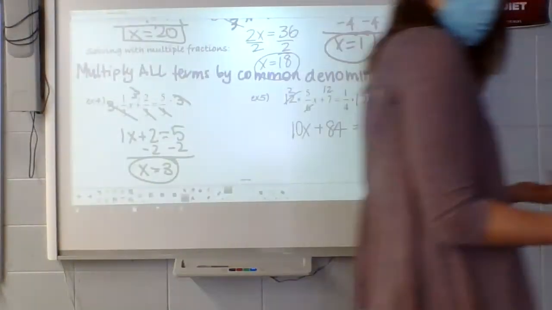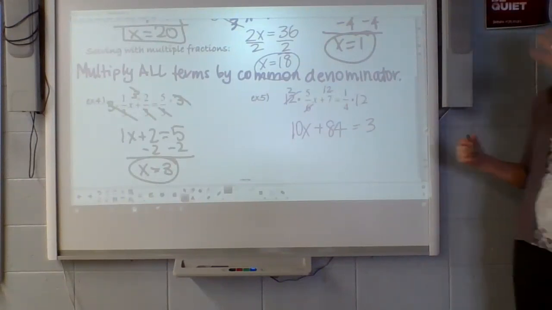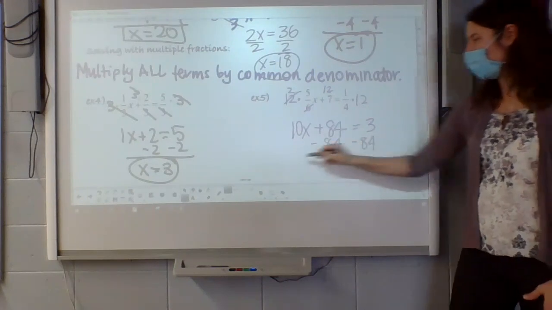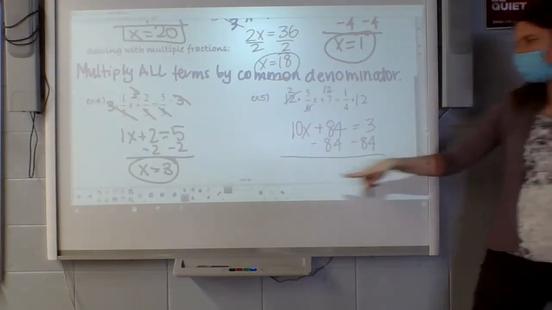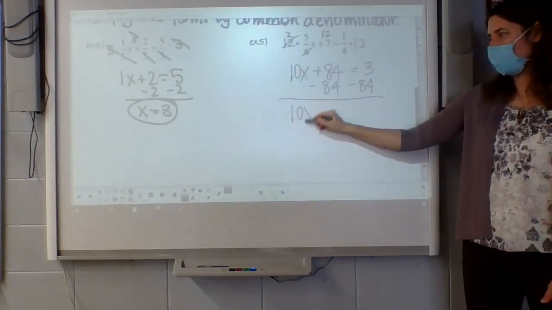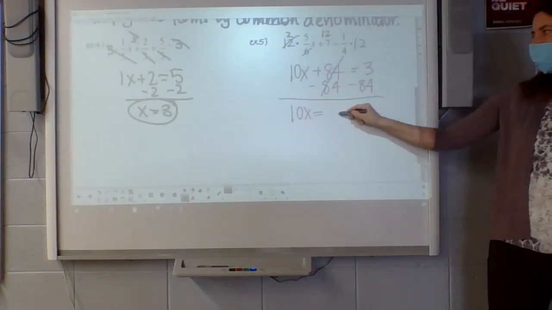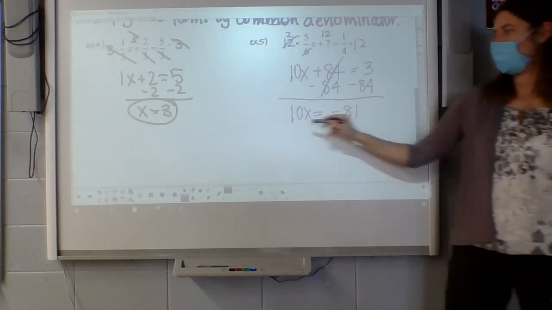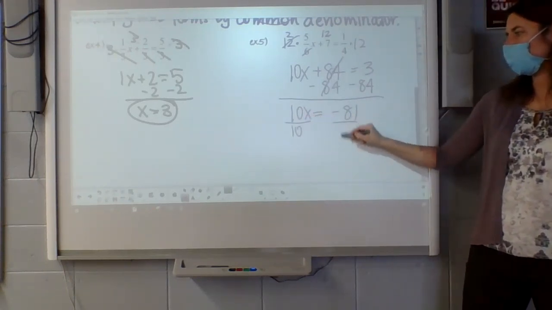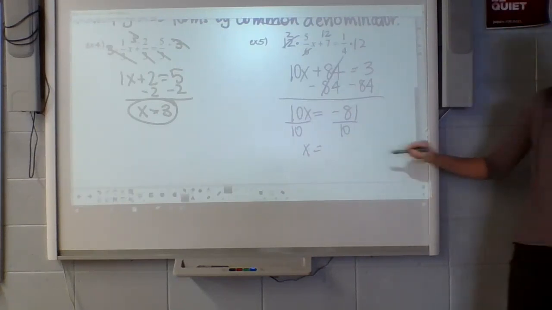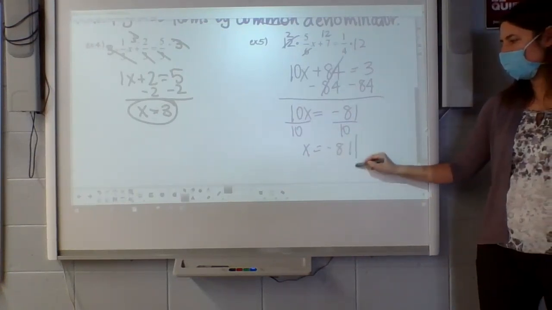Now I want to get my x alone, so I have to move that 84 over. Now I'm going to warn you guys already, this is not going to be a nice answer. That doesn't mean we're wrong. So a lot of times we get kind of freaked out if the answer is like a decimal or something like that. 3 minus 84 is a negative 81. So then we divide by 10. So negative 81 divided by 10 is a negative 8.1.